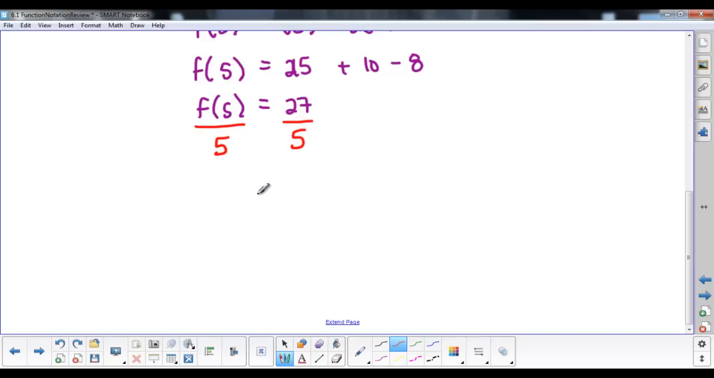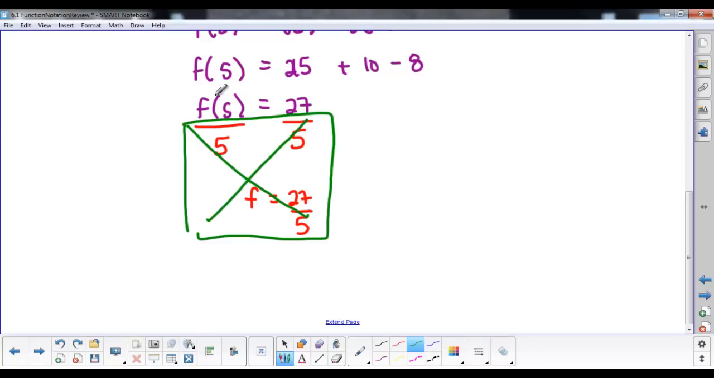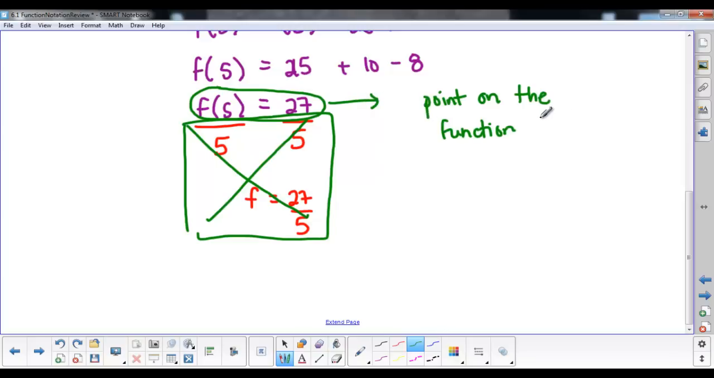So they go ahead and divide both sides by 5 and tell me that f is equal to 27 over 5. Okay, so all of this here is incorrect. We don't do this. We stop at f of 5 equals 27. And what does this tell us? Well, that tells us that there is a point that lies on our function, that when x is 5, our y value would be 27.